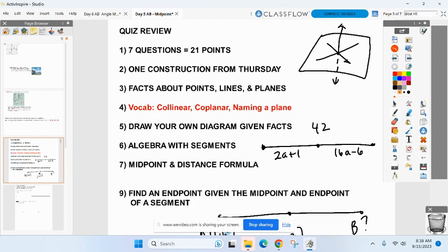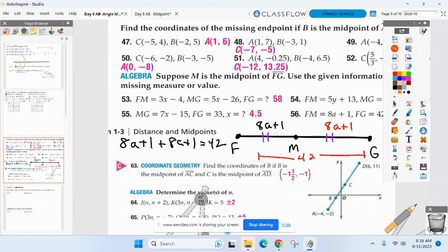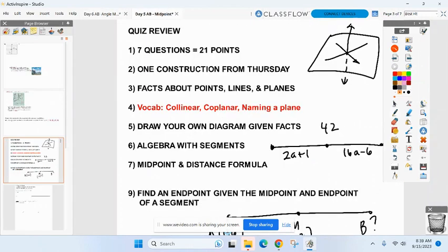All right. Algebra with segments. I just went over that. Something like this. Here you go. Here's another one. 2a plus 1, 16a minus 6. The whole thing is 42. Find the length of a, or find the value of a. That's what I mean with algebra and segments.